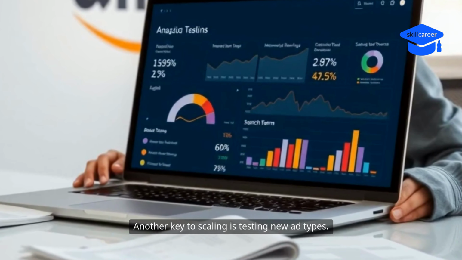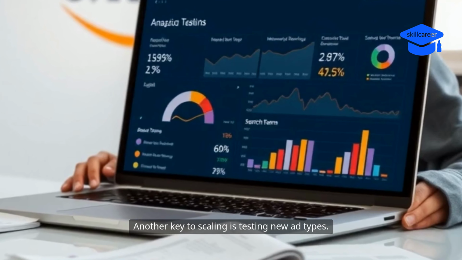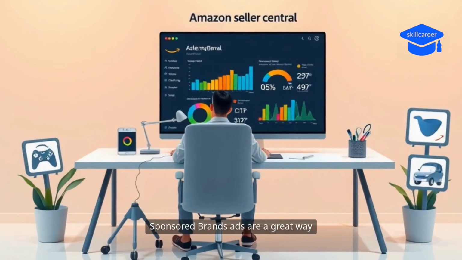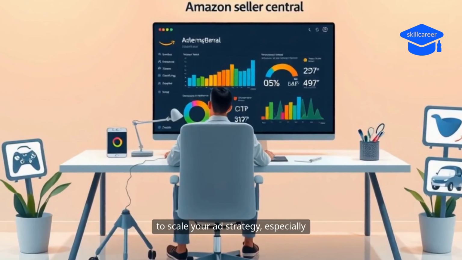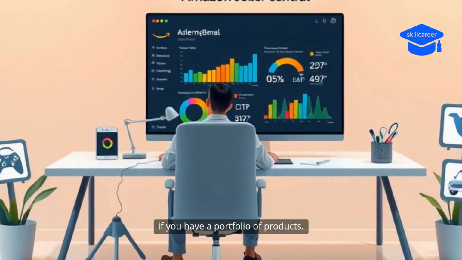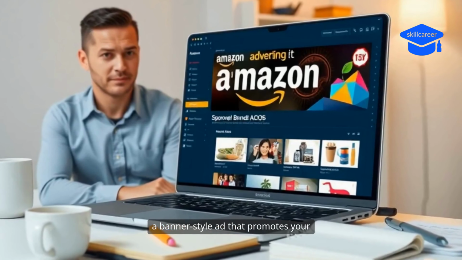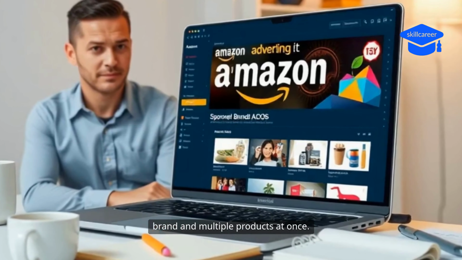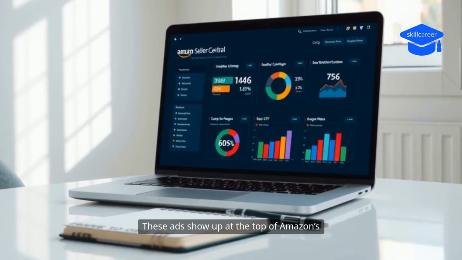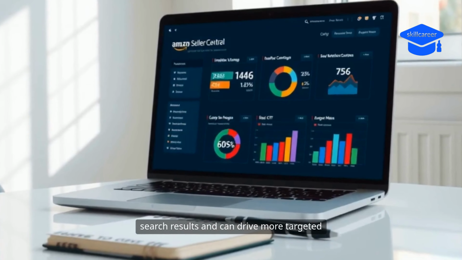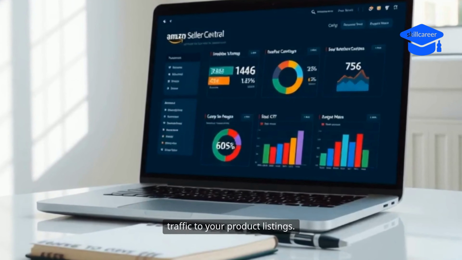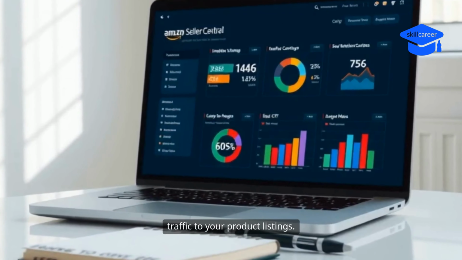Another key to scaling is testing new ad types. Sponsored brands ads are a great way to scale your ad strategy, especially if you have a portfolio of products. Sponsored brands ads allow you to create a banner-style ad that promotes your brand and multiple products at once. These ads show up at the top of Amazon's search results and can drive more targeted traffic to your product listings.